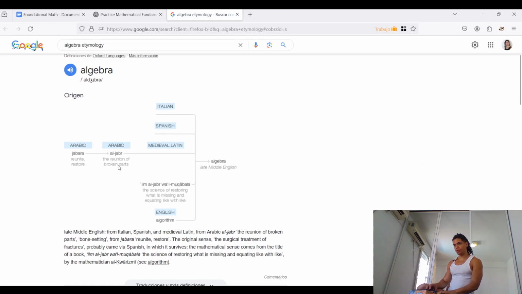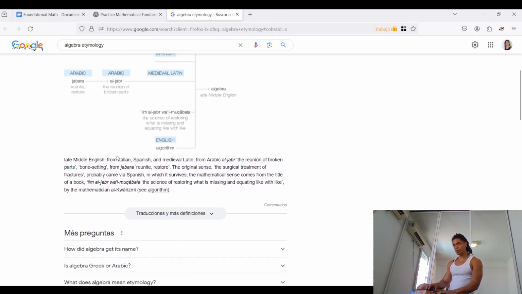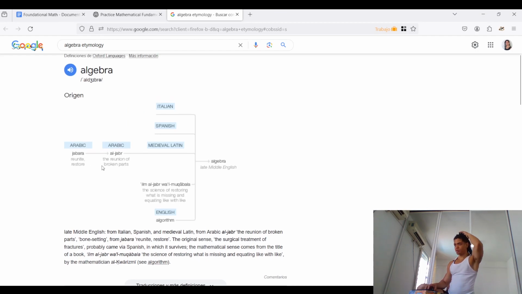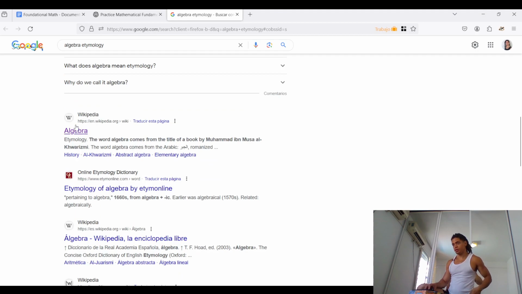It is interesting because it comes from the Arabic word. It's like the reunion of broken parts. Bone setting, the surgical treatment of fractures, probably came via Spanish. Jabara: reunite, restore. Jabara, algebra, the reunion of broken parts. And from medieval, let me take a look at this.